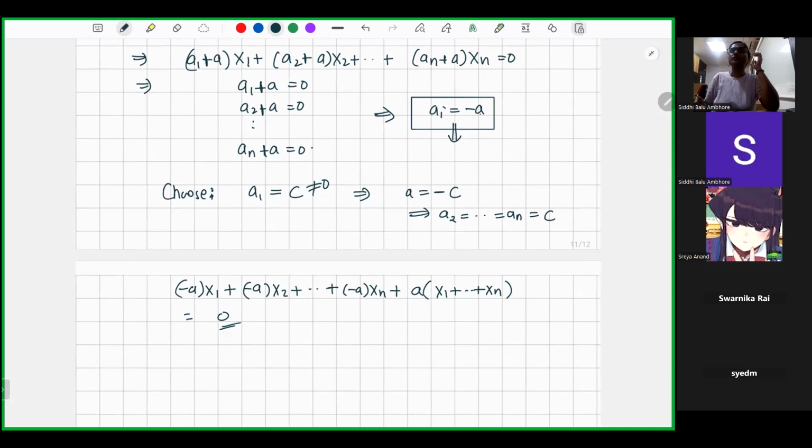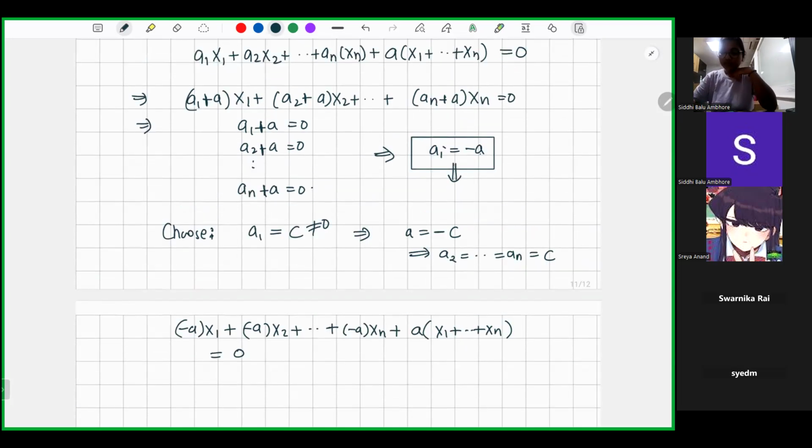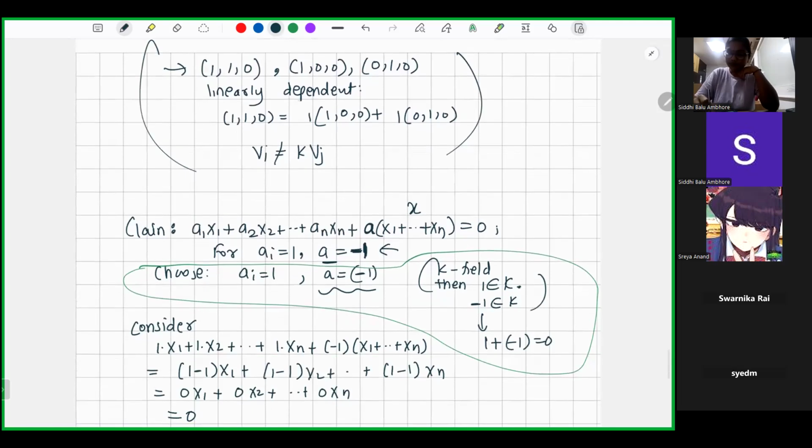But this is not supposed to happen, because ai has a non-zero value. Why, sir? If it were coming to zero, that can only happen when all the scalars are zero. But here ai is a non-zero value, therefore this is linearly dependent. Yes, this is linearly dependent.